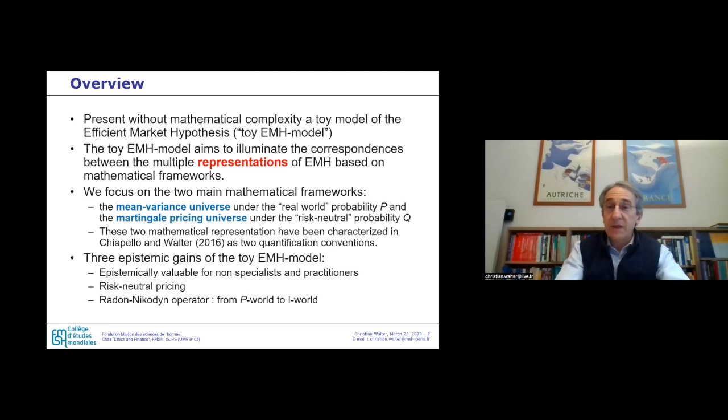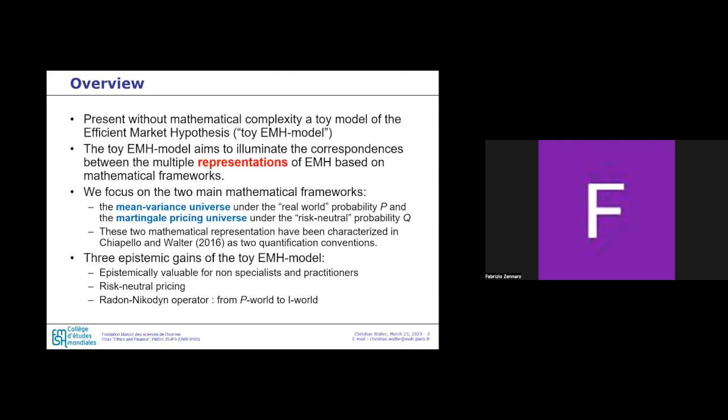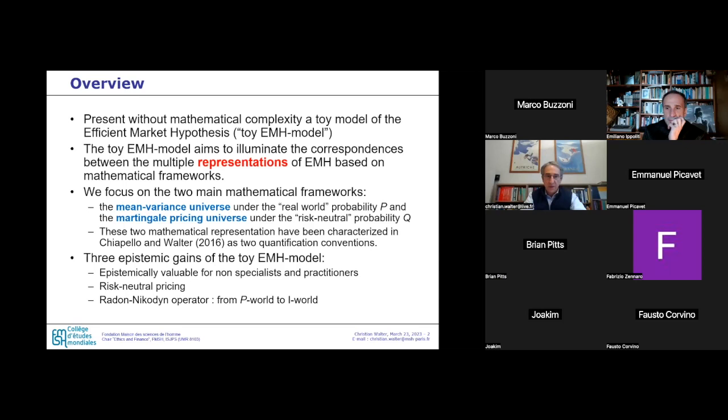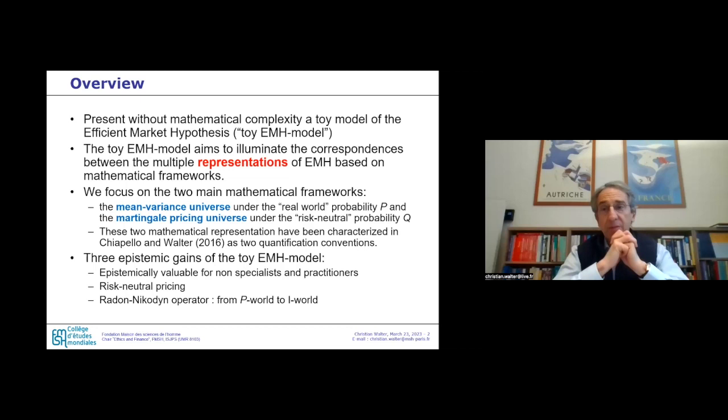These two mathematical frameworks can be thought of as two quantification conventions, in the sense that my colleague Ed Capello and myself gave to this notion for a sociological approach of financial markets. What will be the epistemic gains of this kind of very simple toy EMH model? I think there are three epistemic gains.